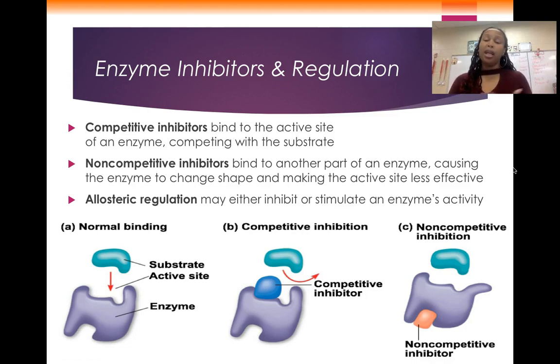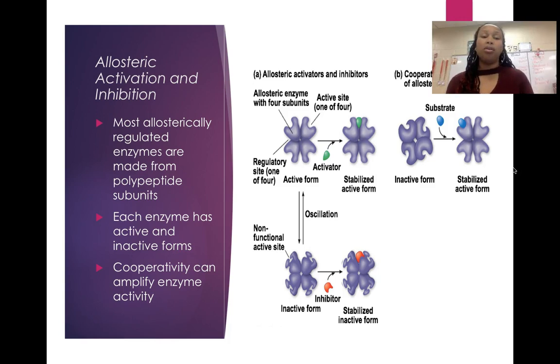Now, enzymes can be regulated, and that regulation is considered allosteric regulation. Allosteric regulation can inhibit or stimulate an enzyme's activity. If you look here at the first one, most allosterically regulated enzymes are made from polypeptide subunits, so amino acids put together. Each enzyme has an active and an inactive form. So in one form it's active, in another form it is inactive. And if it illustrates cooperativity, the enzyme activity can actually be amplified.